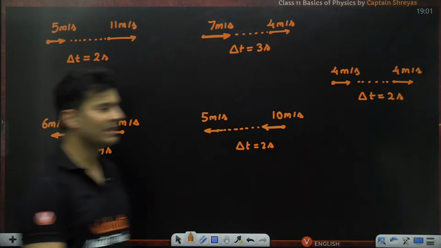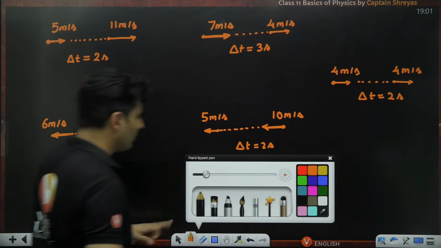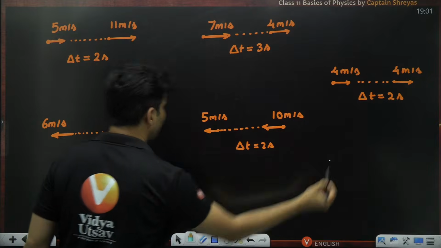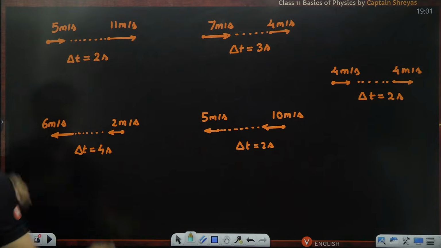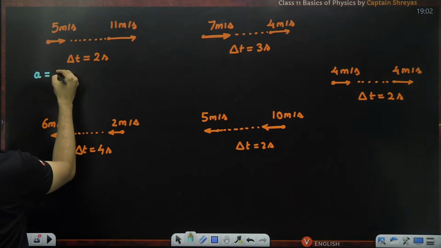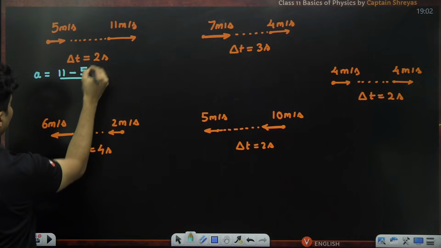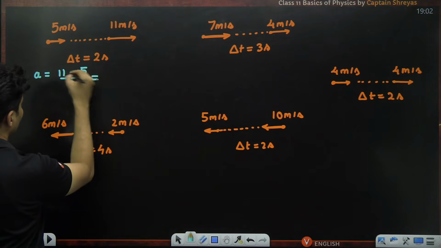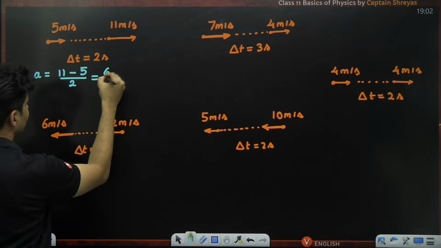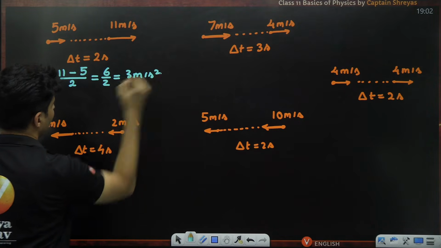So what is the acceleration in this case? Okay, come on, let's see. In all the scenarios, what are your answers going to be? First scenario, if you look at the acceleration, it is final minus initial. Final is 11 minus initial, which is 5, divided by the time interval, which is 2. 11 minus 5, that is 6 by 2, which is 3 meters per second square.